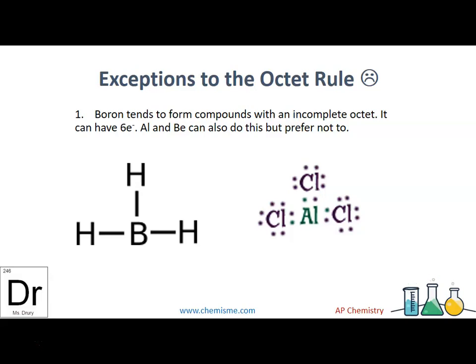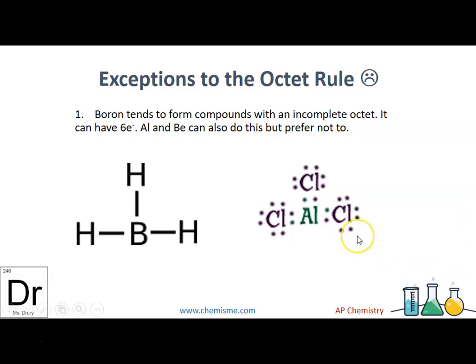The first exception is that boron tends to form compounds with incomplete octets. It may have only 6 electrons. And the reason for that is that boron is almost semi-metallic, right? It's on the staircase. It has very much tendency to behave covalently by sharing its electrons, but it only has 3 electrons to share. And because it only has 3 electrons to share, it will only give 1 to each bond, and then the element that it's bonding with, like hydrogen, will only give 1 to the bond as well. So this will only constitute 6 electrons total. And that's okay for now.